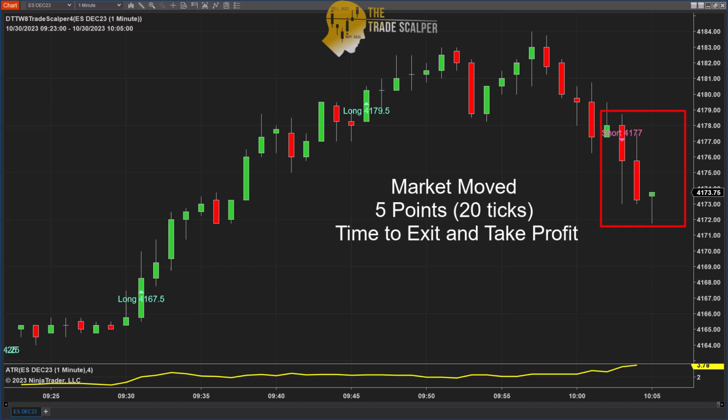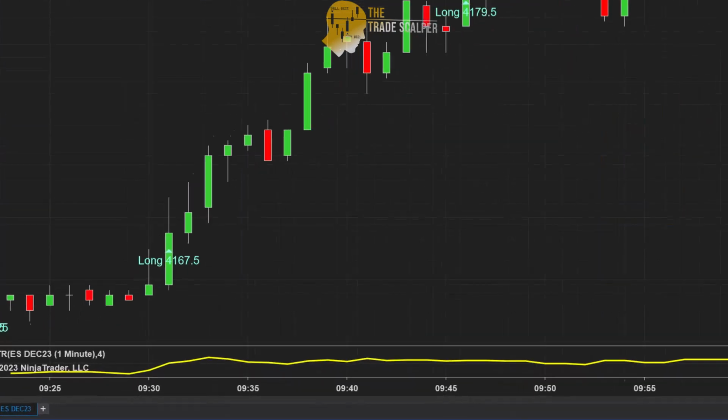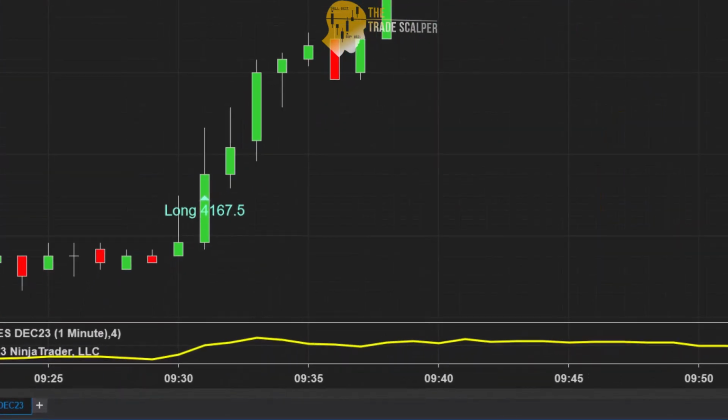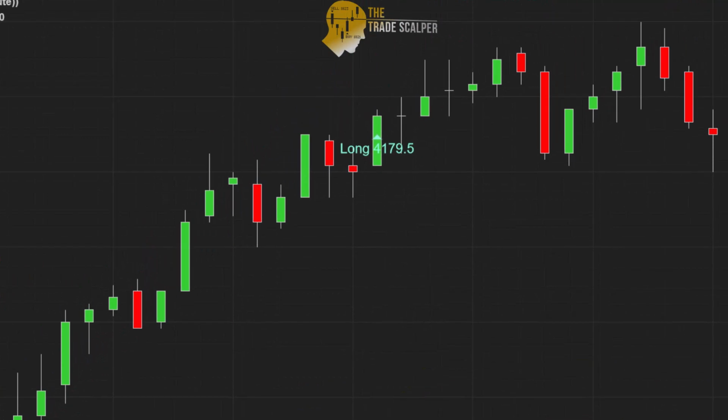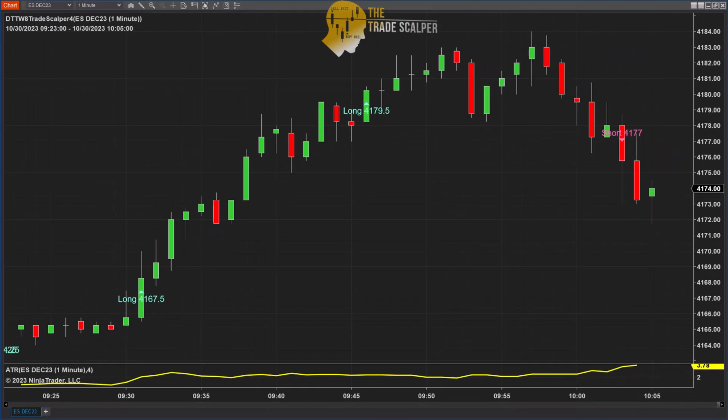Now, previous to that, as you could see, there are a few other signals. These are all long signals that have just occurred right as the market opened. You can see them along at 41.6750 and along there at 41.7950. So all good signals to the long side right as the market opened, and even pre-market if you want to trade pre-market. And now we have a short signal.